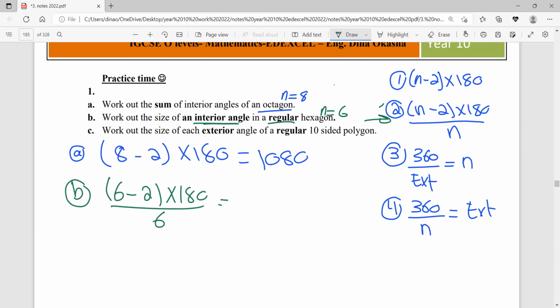Do you have to write the working out? Of course you have to. Divided by 6, so here you will get 120 degrees. This is the value of one interior angle only.